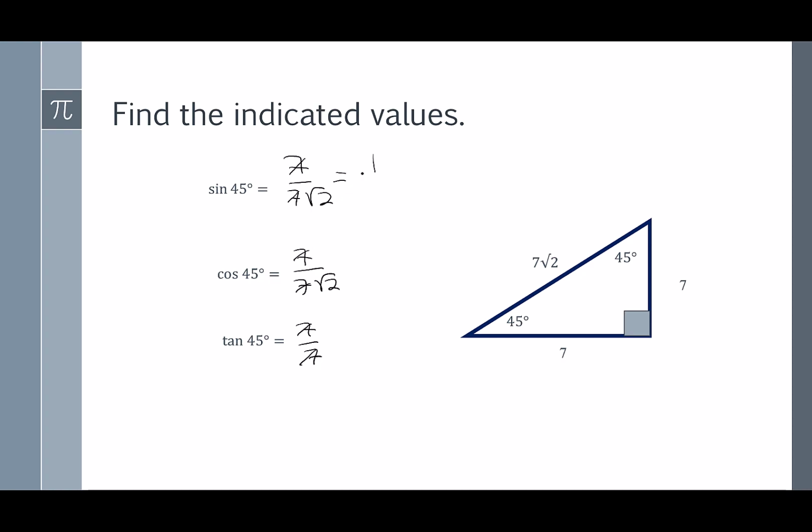For sine, I have 1 over the square root of 2. We don't like to leave radicals in the denominator, so I multiply by the square root of 2 over the square root of 2, which gives me the square root of 2 over 2. Cosine will be exactly the same. 1 over the square root of 2, when I multiply by the square root of 2 over the square root of 2, simplifies to the square root of 2 over 2. Tangent 7 over 7 is equal to 1.